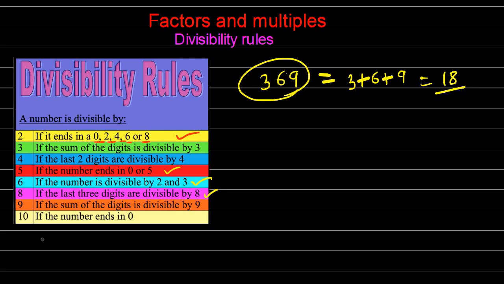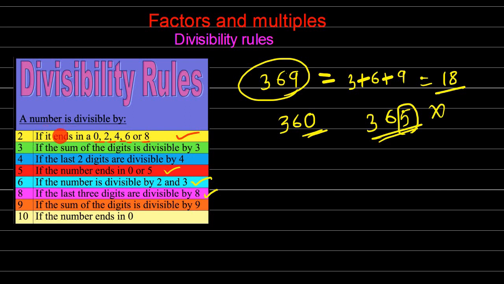Very simple rule. The next is the divisibility rule of 10: if the number is ending with 0, so it can be 360, it is ending with 0, so it is divisible by 10. If we take the number of days in a year, 365, it is not ending with 0, so this number is not divisible by 10. Very simple.